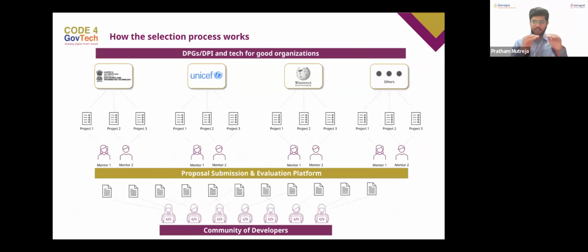So there are certain tech for good organizations. These organizations come and list their projects with us. Now, these projects also have mentors assigned, and then the community of developers submit their proposals. These proposals get shortlisted, and on the basis of that, the selections happen. And then we map the contributors one-to-one with the organizations.